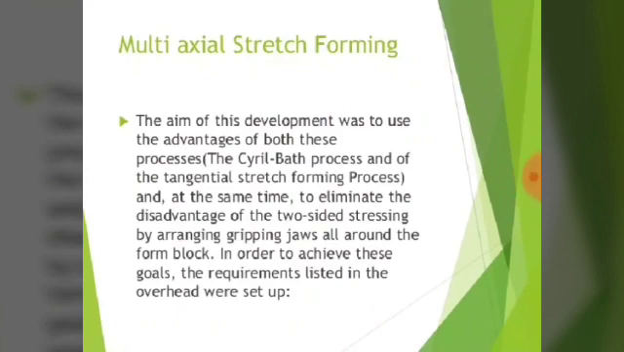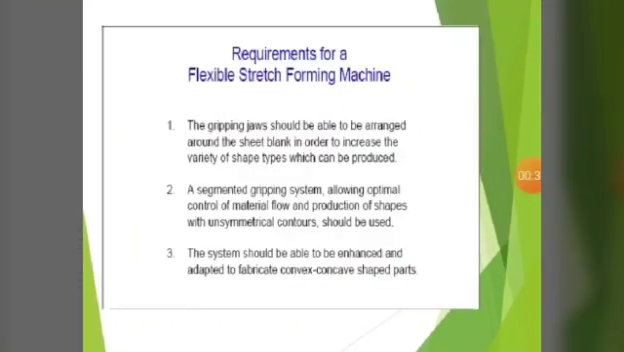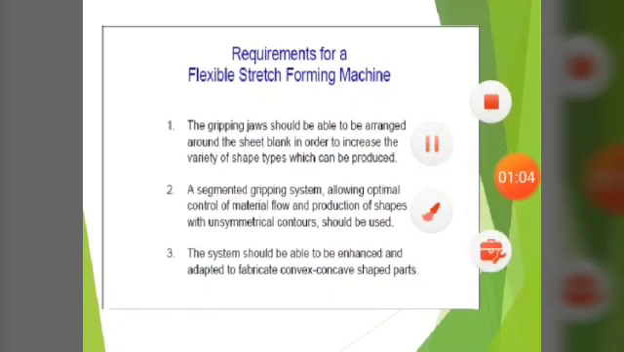In order to achieve these goals, the requirements listed in the overhead were set up. The gripping jaws should be able to be arranged around the sheet blank in order to increase the variety of shape types which can be produced. A segmented gripping system allowing optimal control of material flow and production of shapes with unsymmetrical contours should be used. The system should be able to adapt to fabricate convex and concave shaped parts.